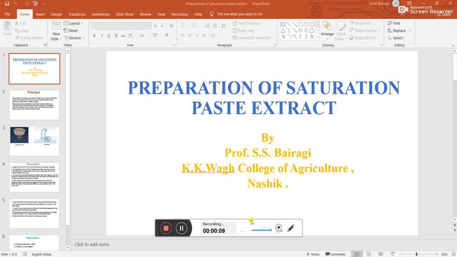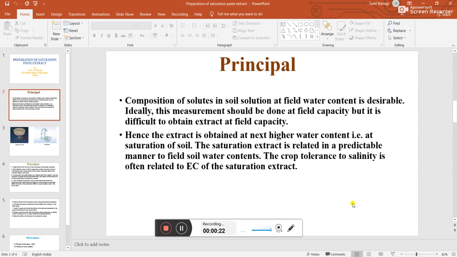Our today's topic is preparation of saturation paste extract. The principle involved in this practical is that the composition of solutes in soil solution at field water content is desirable for the plants. Ideally this measurement should be done at field capacity, but it is difficult to obtain extract at field capacity. Hence the extract is obtained at the next higher water content, that is at saturation of the soil.